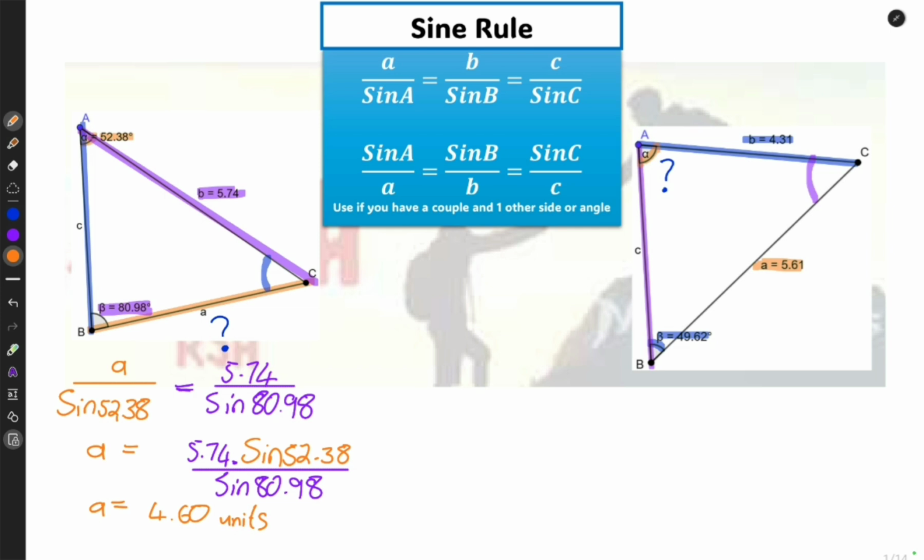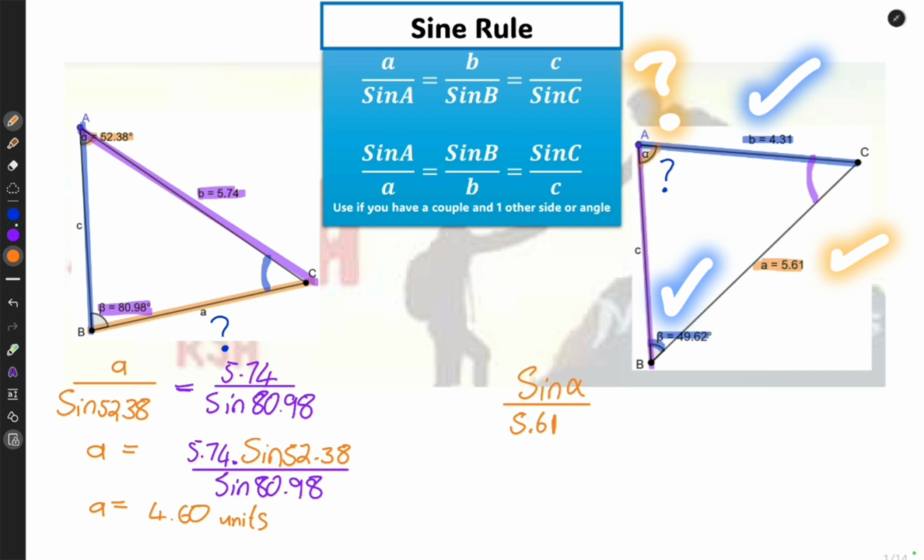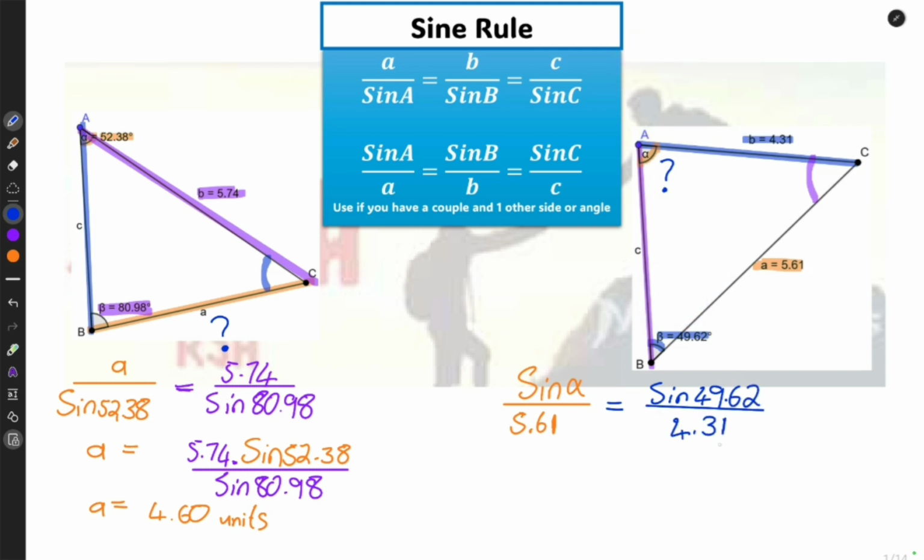Let's look at the one on the right, which switches, and I'm looking for an angle. So I'm going to start with sine of alpha up top, and I know the orange one goes with 5.61. On the other side this time, I know the blue values, so I'm going to say sine 49.62 over 4.31. So please, if you start with the sine of an angle, the other one also needs to have the sine on top. Now I can just half cross multiply the 5.61 over to the other side, type it in the calculator, and then find the answer.